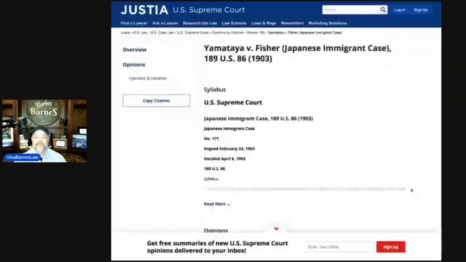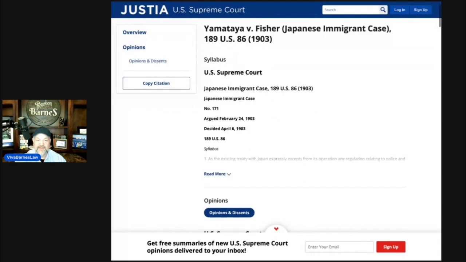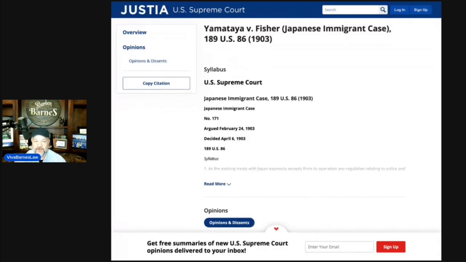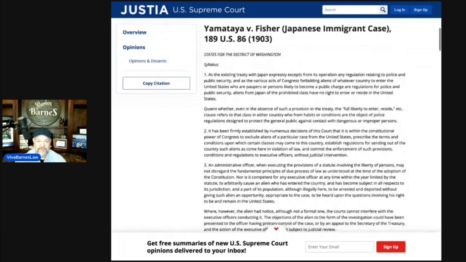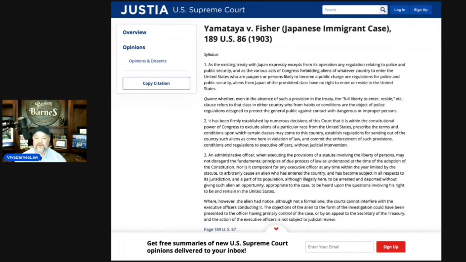Next case up we're going to cover is Yamataya. Go again, share the screen. This is a Japanese immigrant case from 1903. Yamataya versus Fisher, again by the Supreme Court, 189 U.S. 86, decided in 1903 by the Supreme Court. And again, it involves the interaction of a treaty, an administrative officer, Congress, and the courts.